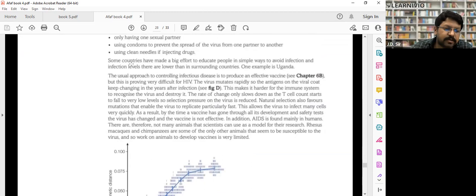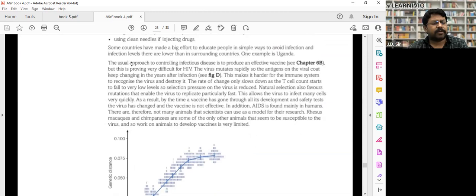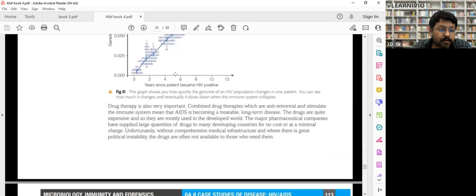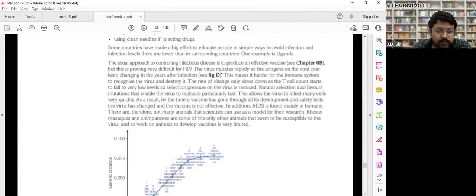Now the vaccine is there, but it is effective only for some years, not forever, maybe 5 or 6 years. We have got it free of cost, but it's effective for a few years only. So this is how they treat it. The virus mutates rapidly, and the antigen and the viral coding keep changing over the years of infection. This makes it harder for the immune system to recognize the virus and destroy it, right?